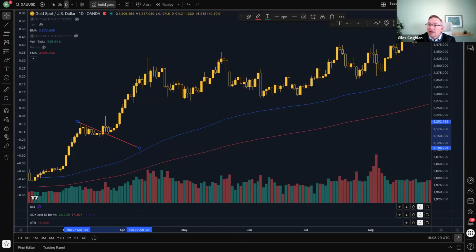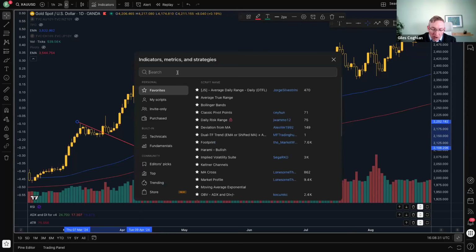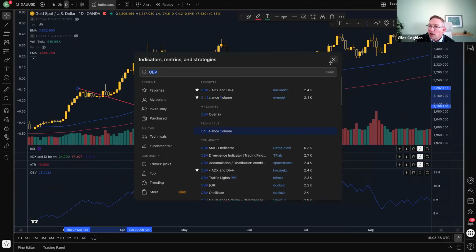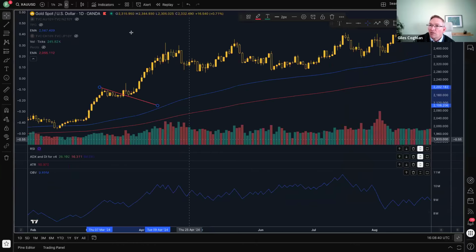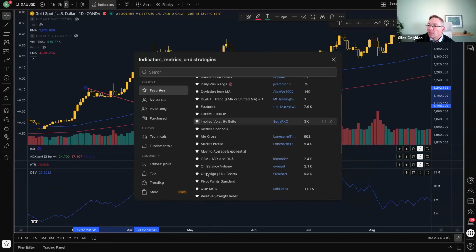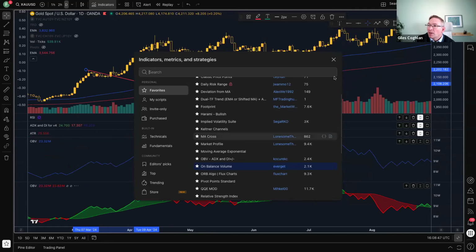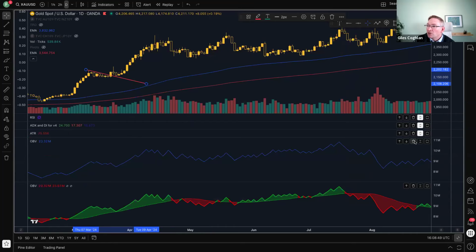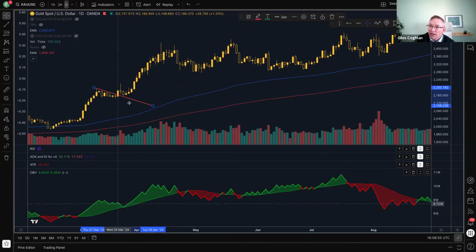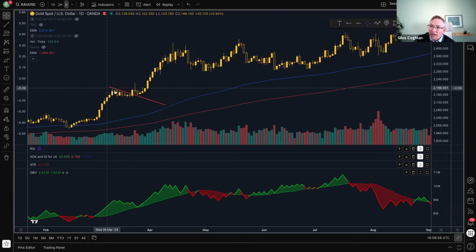Now, if you use an indicator, something like on balance volume, it's available on TradingView. What on balance volume will do is give you a proxy for volume. Use this one here, the one that I've got with the green. And when you have a breakout of a trend line on volume, that's your signal to go long.